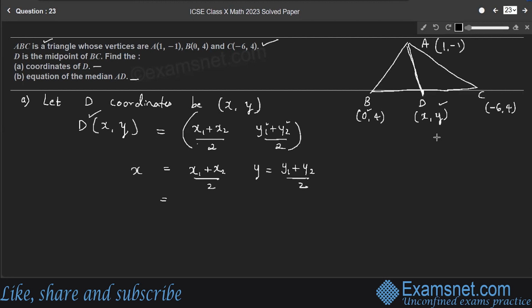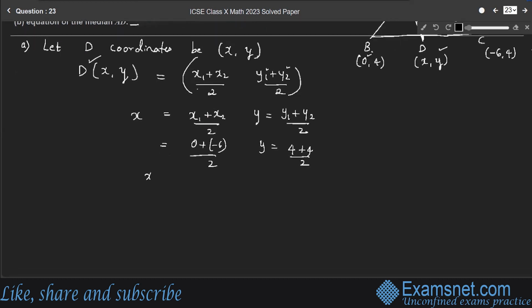So the x coordinate of D is x1, the x coordinate of B, 0, plus -6, by 2. The x coordinate of C is -6, whereas y is equal to (4 plus 4) by 2. Therefore, x is equal to -3, y is equal to 4. Therefore, coordinates of D, so D(x, y), is nothing but D(-3, 4). Right? -3, 4 are the coordinates of D.